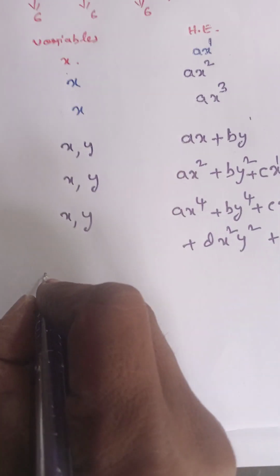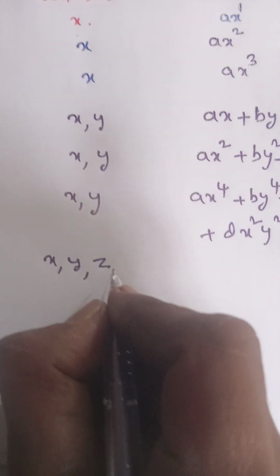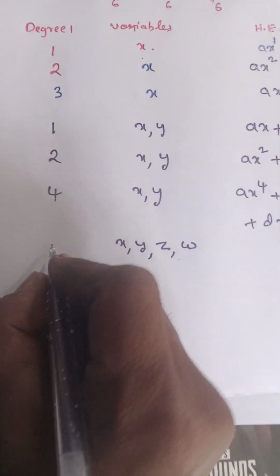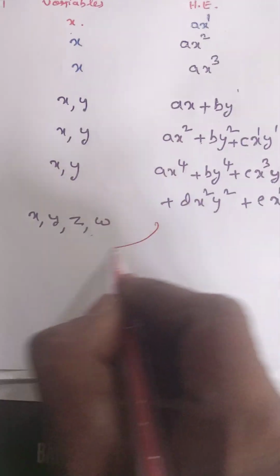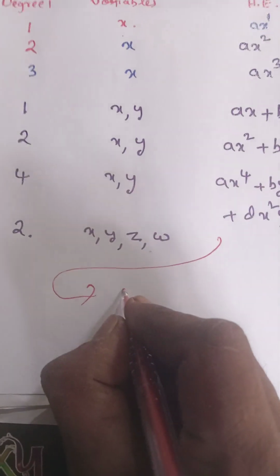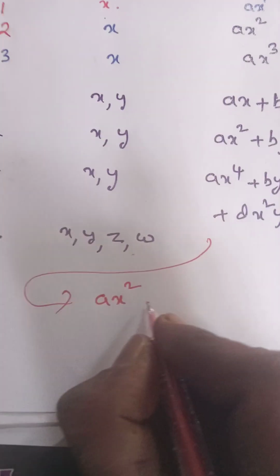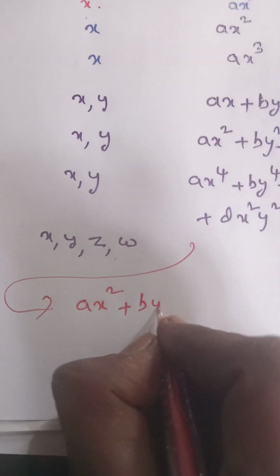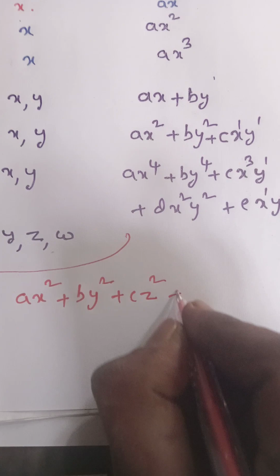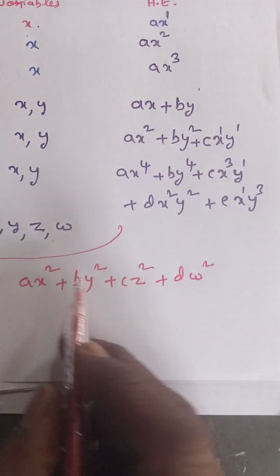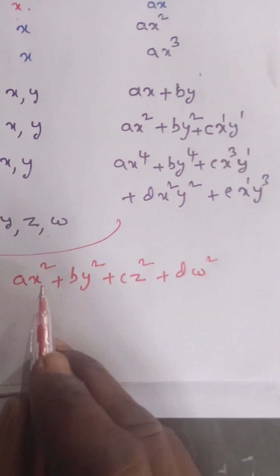Now I want to write a homogeneous expression in 4 variables, x, y, z, w. I am taking degree 2 here. So how do you write it? Look here, its homogeneous general form will be, many terms will come, ax to the power of 2. The degree is 2, we use the variable x, like that we should use the variable y. by square, second degree, cz square, and the one more variable w is dw square. So second degree terms are written here by taking only a single variable in every term.